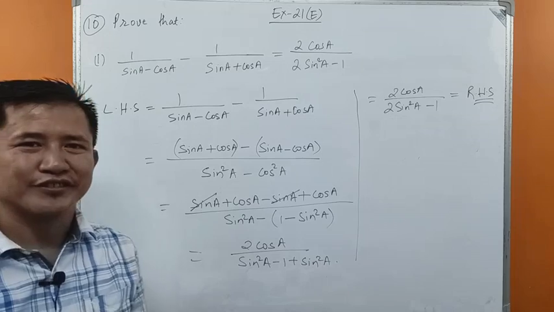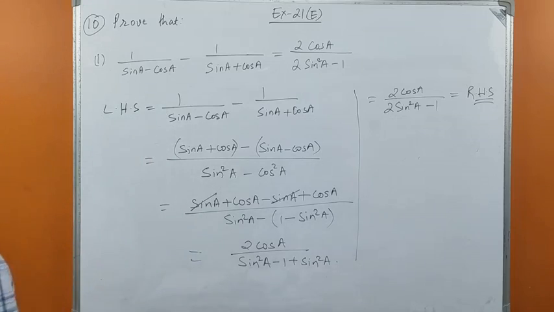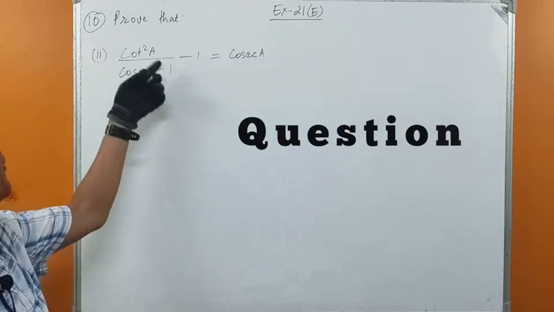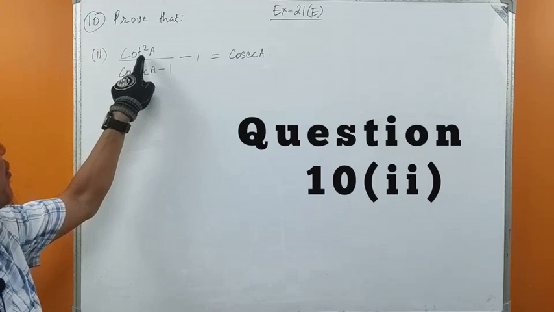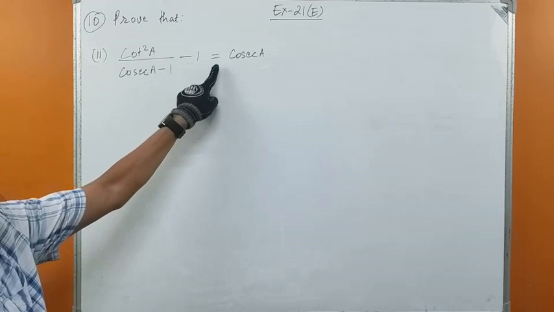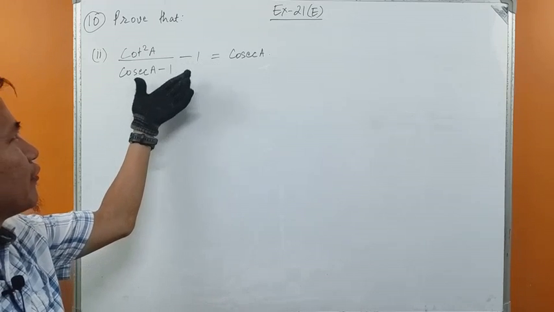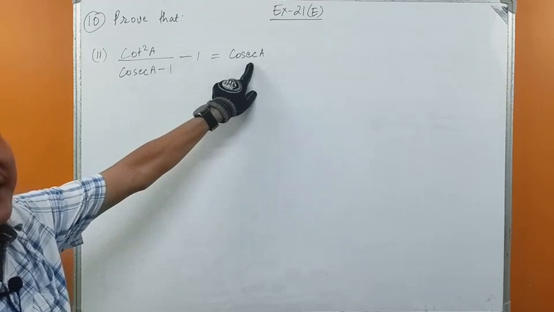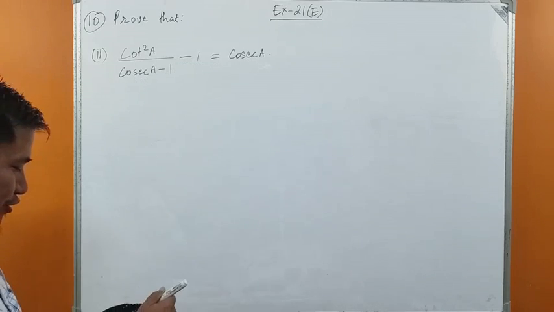Now let's move on to next question, question number 2. Let us do question number 2 of 10. Okay, so cot square A upon cosec A minus 1 we have this in the left hand side and we are asked to prove this equals to cosec A in the right hand side. Okay, so let's do this.